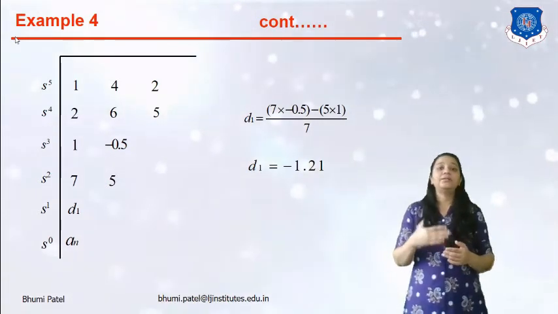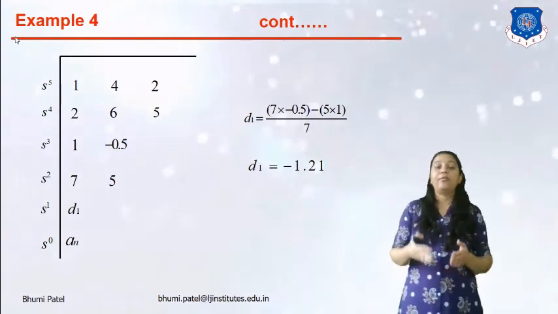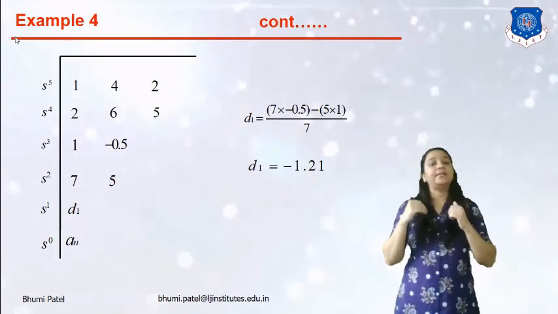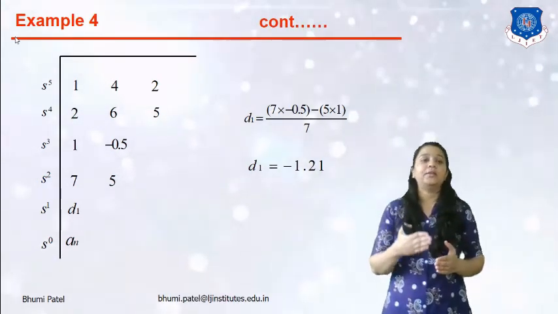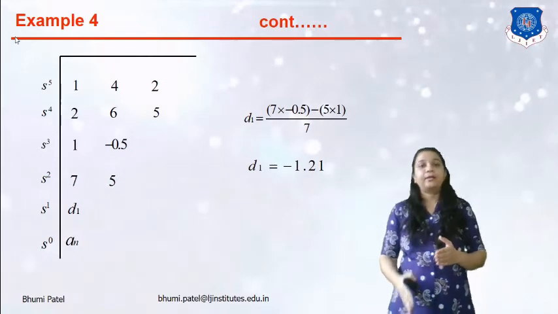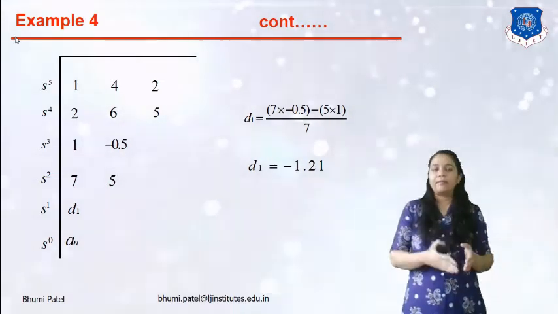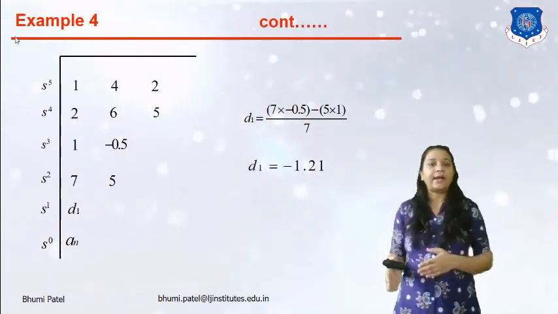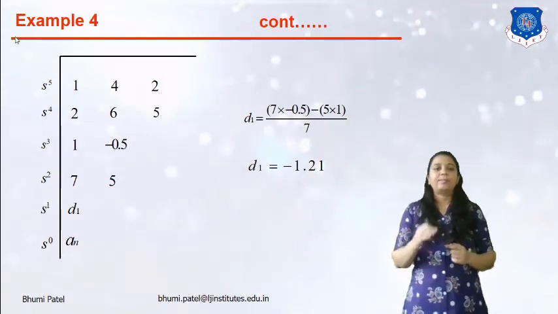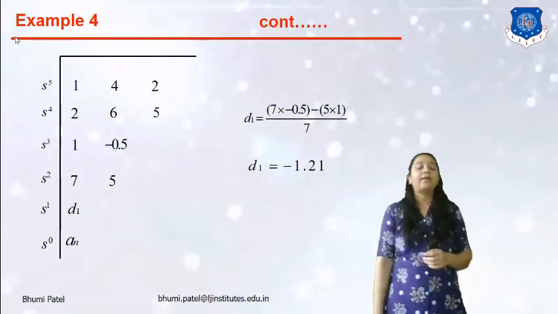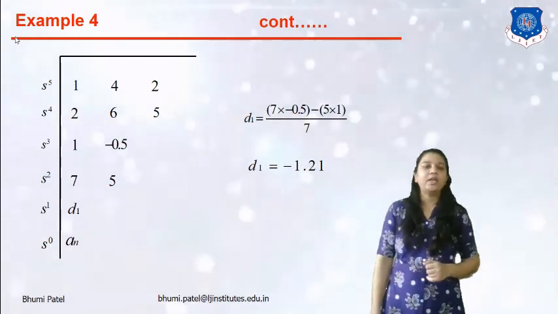Now next we have to find D1. For that we do not consider the first and the second row. We consider the third and the fourth row, and the equation will become D1 is equal to (7 × -0.5 - 5 × 1) / 7. Simplify this equation and we get D1 is equal to minus 1.21.